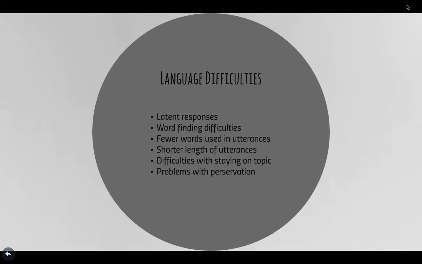There also can be language difficulties, so you can have delayed responses to people. You may have difficulties finding words. You may use fewer words in utterances. You may have shorter utterances altogether, difficulties staying on topic, and problems with perseveration through the whole conversation itself.